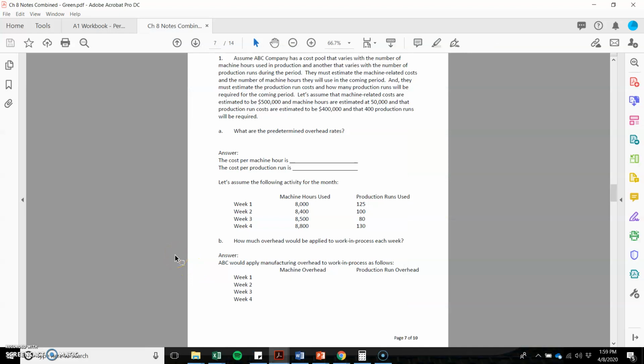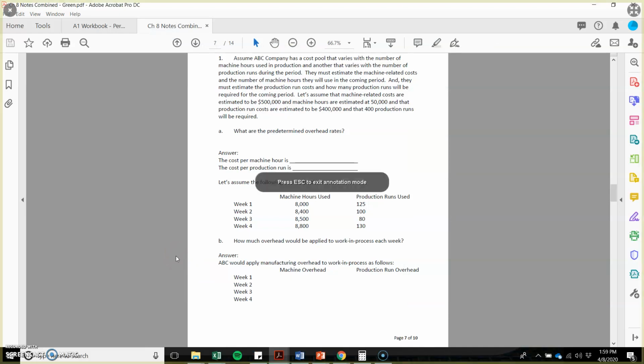So let's take a look at this problem here. Let's assume ABC Company has a cost pool that varies with the number of machine hours used in production, another varies with the number of production runs, and they must estimate the machine-related costs and the number of machine hours they will use in the coming period. They also must estimate the production run costs and how many production runs will be required for the coming period. So the machine-related costs are estimated, big word there, estimated, to be $500,000, and the machine hours are estimated at 50,000, and the production run costs are estimated to be $400,000, and that 400 production runs will be required.